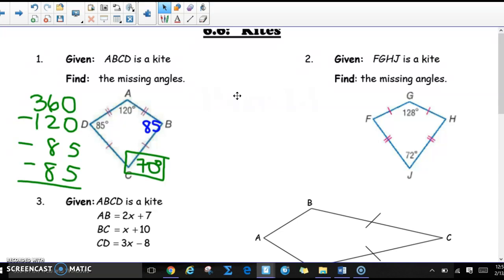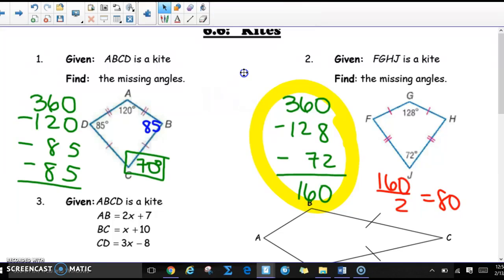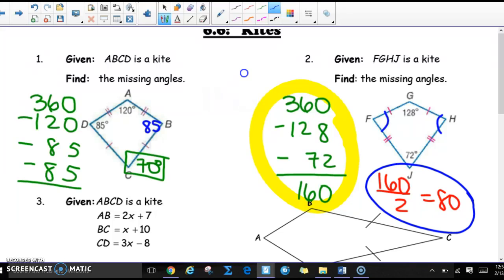Can you figure out the answer for question 2? Now's a good time to pause it and check your answers when you're ready. I had calculated that I had 160 degrees remaining left in this kite, and since I know that my 2 angles that are across from each other in this way are congruent to each other, that 160 degrees has to be split up evenly, so I got that both of these are 80 degrees. All right, look at your next question.